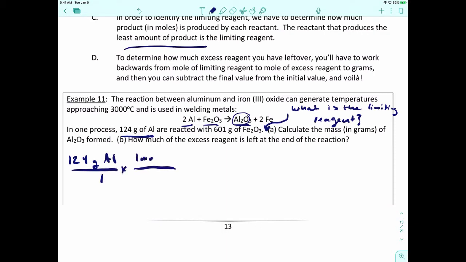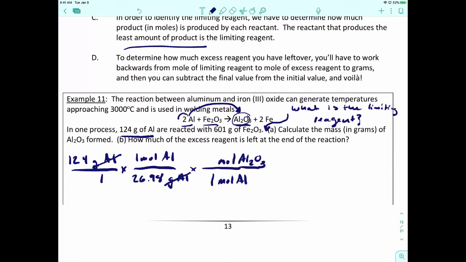Okay, so 1 mole of aluminum goes on the top. The molar mass of aluminum goes on the bottom, which is going to be 26.98 grams. Okay, so that way grams of aluminum cancel out. Next, we need to convert from moles of aluminum to moles of Al2O3. So I need to put moles of aluminum on the bottom, moles of Al2O3 on the top.